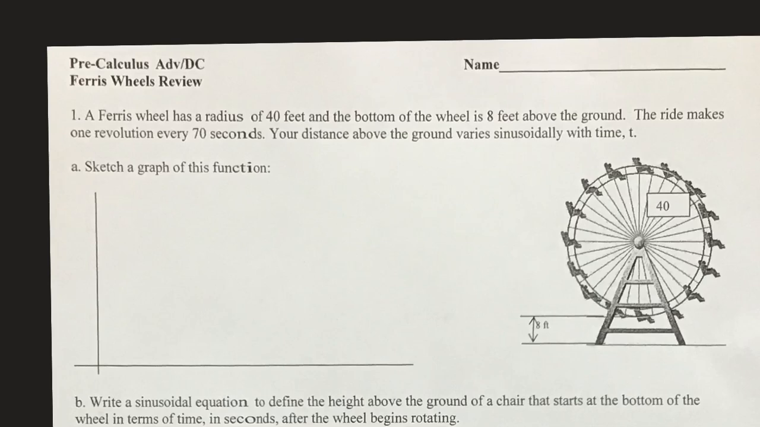So in these Ferris wheel problems, this is a sinusoidal motion, as in the person is going around in a circle. And if we plot the height of the person with respect to time, we get a graph that looks like a sine graph, aka a sinusoidal graph.